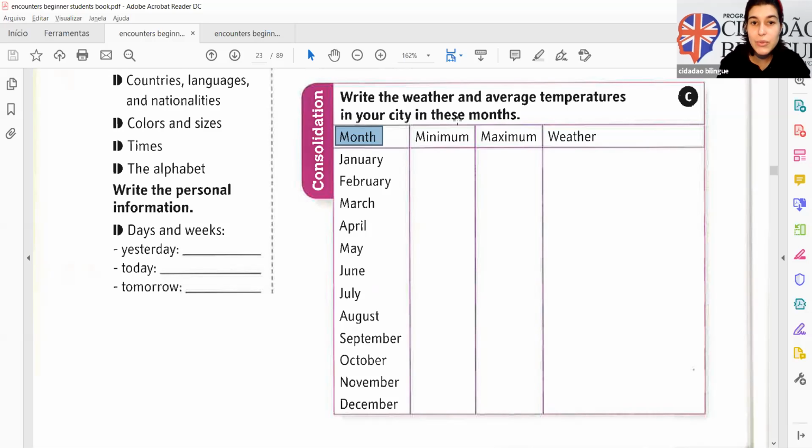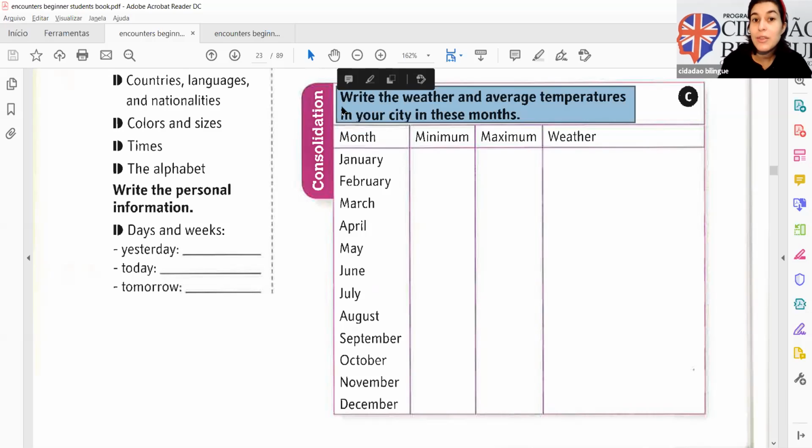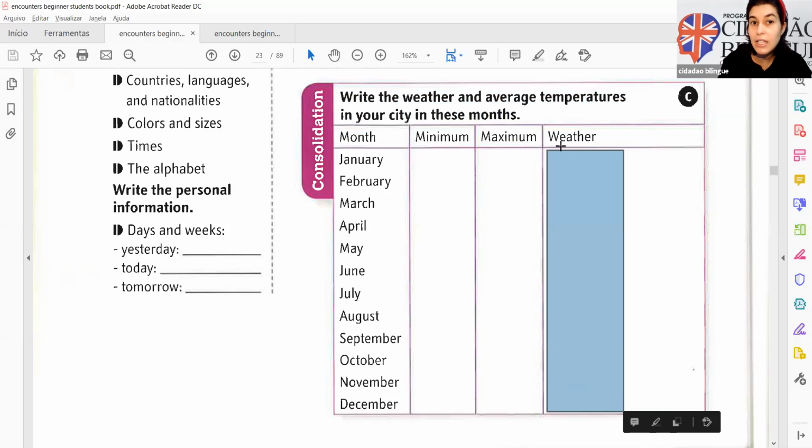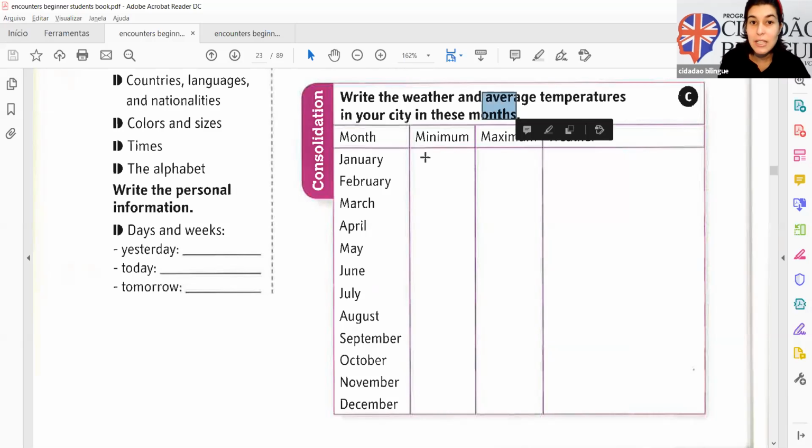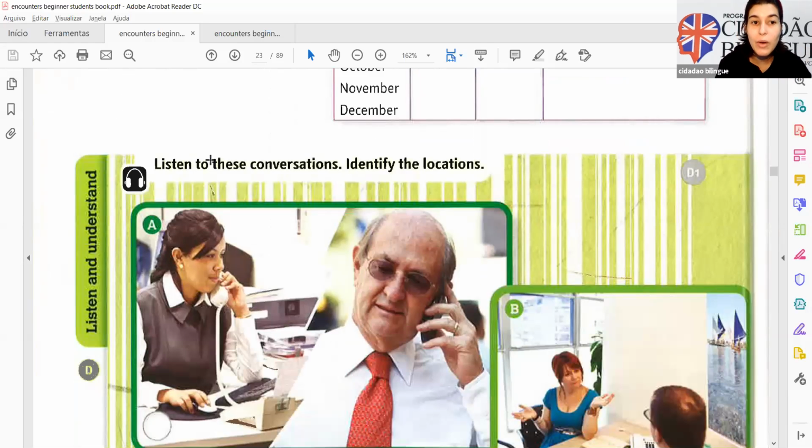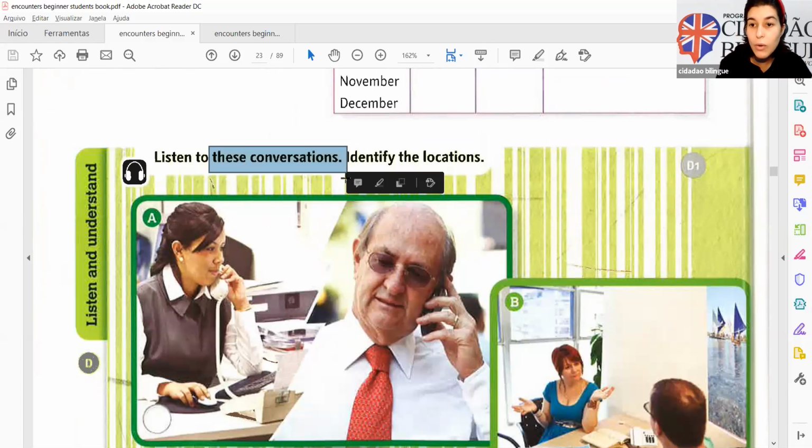I'm going to ask you to do this for homework. Eu vou pedir para que vocês façam isso para homework, ok? You're going to write the weather. Vocês vão escrever aqui o clima, ok? Então, vocês vão escrever aqui em relação ao clima, tá? Desses meses, ok? Se é um clima mediano, se é um clima quente, se é frio, ok? E depois, vocês vão escrever também as temperaturas em média, né? Durante esses meses. Então, a temperatura mínima e a temperatura máxima em média, ok? Aí vocês podem escrever em graus Celsius, tá? Isso daí fica como homework para vocês, ok? Assim como as conversações, ok? Os diálogos também ficam para homework, ok?